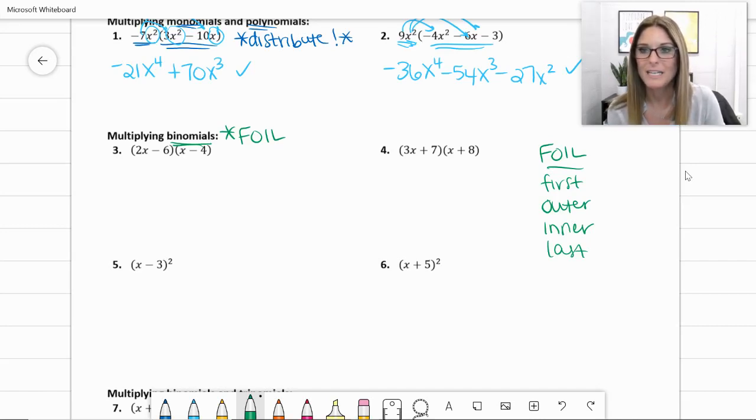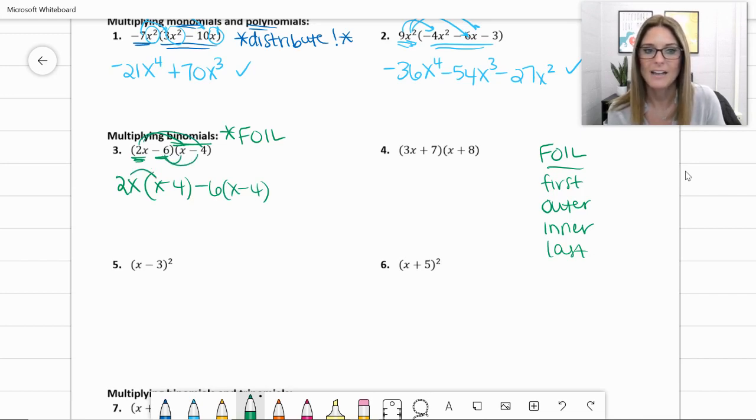Before we do that, let me illustrate that we can also multiply it a different way. We can break up this first term, 2x, and multiply it with the binomial x minus 4. Then take the second term, negative 6, and multiply it with x minus 4 as well. It's like doing the distributive property with the first term, distributive property with the second term.